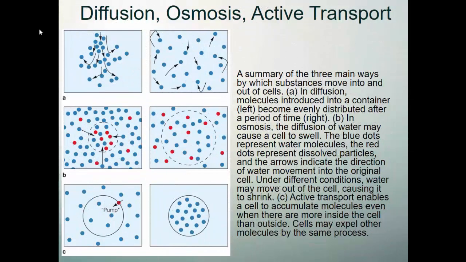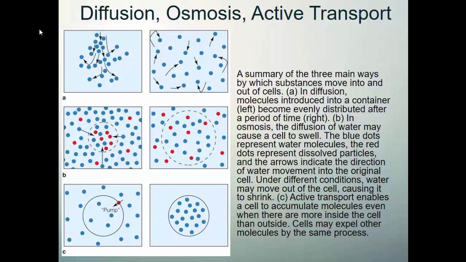The three main ways by which substances move into and out of cells: again, diffusion on the top, osmosis in the middle, and then active transport at the bottom. In diffusion, molecules introduced into a container become evenly distributed after a period of time. In osmosis, the diffusion of water may cause a cell to swell. The blue dots represent water molecules, the red dots represent dissolved particles. On both sides, left and right, there are six dissolved particles, but you can see that there's way more water on the outside. So there's a gradient with more water on the outside than on the inside. And so the water moves across the cell membrane and it causes that cell to swell.